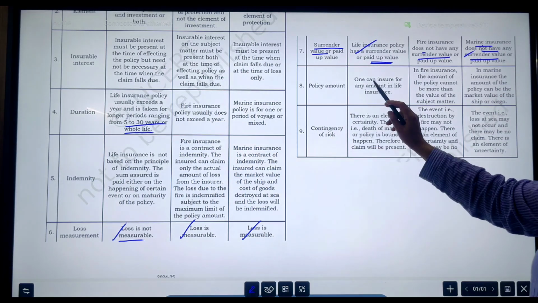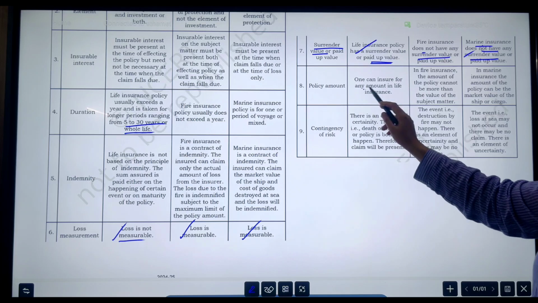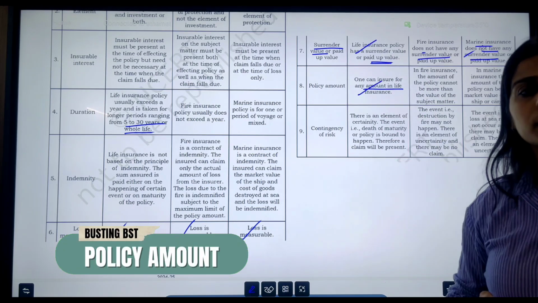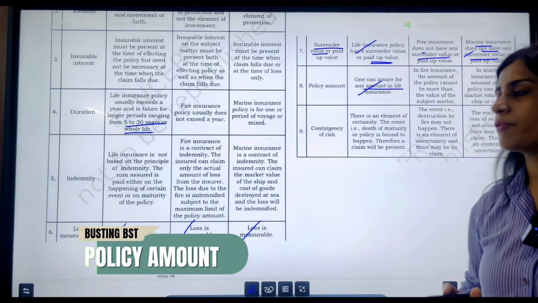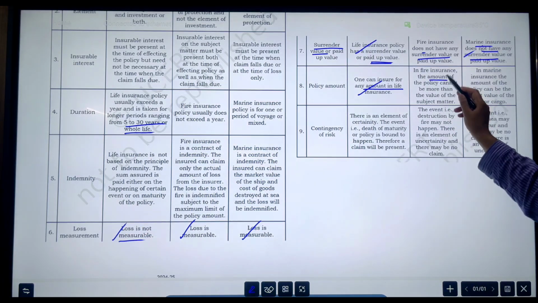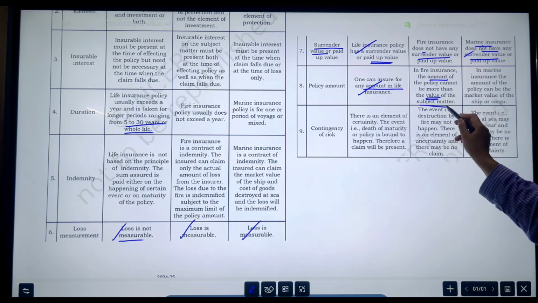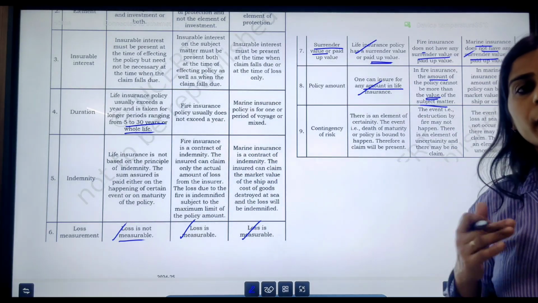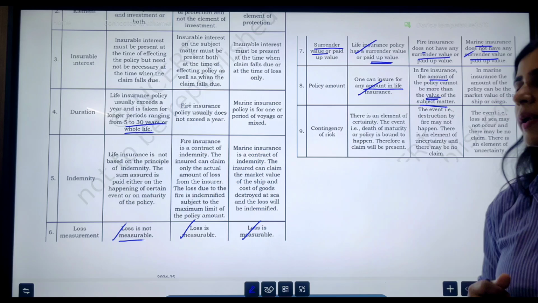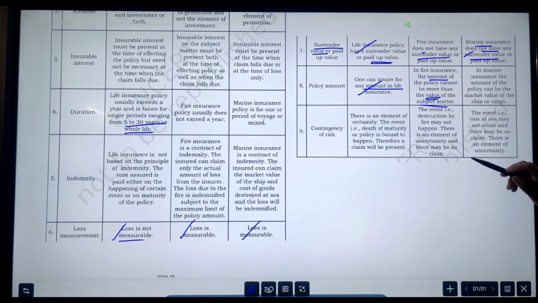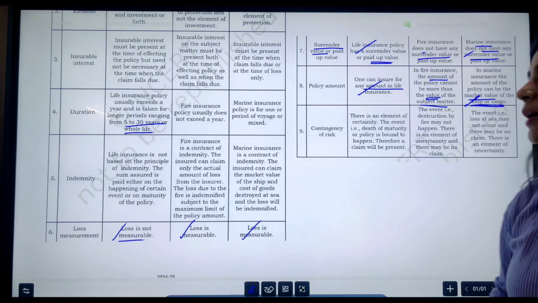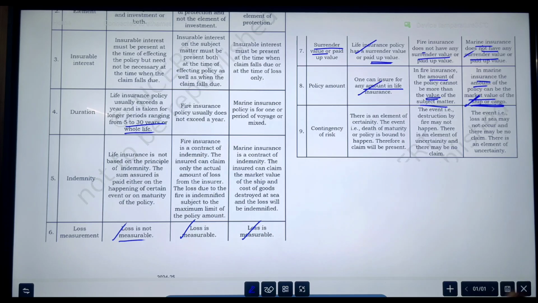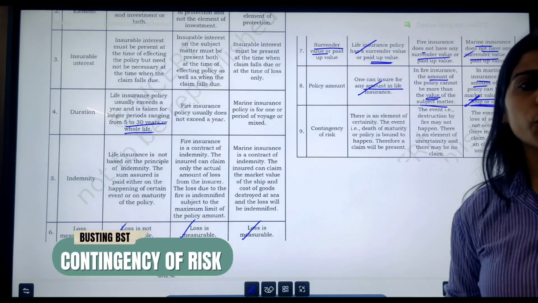So policy amount: one can insure for any amount in life insurance of a particular person, but in fire insurance the amount of the policy cannot exceed the value of the subject matter. Subject matter may be the goods for which we are getting the insurance. The insurance amount cannot exceed that value. Similarly, in case of marine insurance, students, the insurance amount has to be restricted up to the market value of the ship or cargo. It cannot exceed that, because more than that will not be paid even in case of loss.